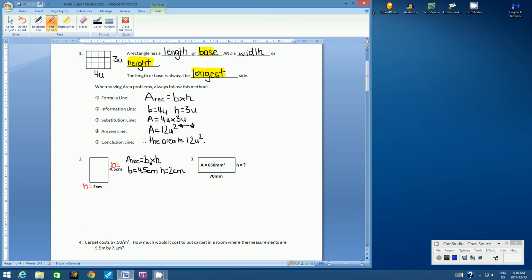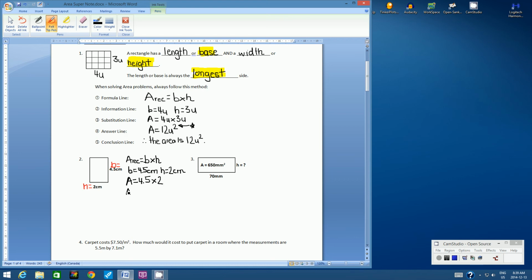The third line is the substitution line. So we bring back the formula and then we fill in what we know. We don't know the area, but we know the base, 4.5 centimeters times 2 centimeters. Now in this line, you can add the units if you want, but it's okay to omit or leave out the units, as long as we remember to put them back in on the next line.